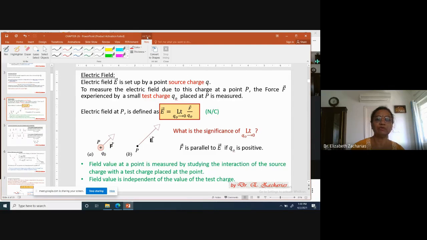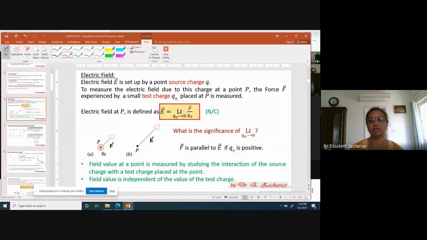So briefly, I'll just take you to what we had studied in the previous class. We are in chapter number 26, which is on electric fields. We have used two words frequently: the source charge and the test charge. Source charge is the source of the electric field, and test charge is the charge that you use for measuring this unknown field. And then we saw the relationship between them.